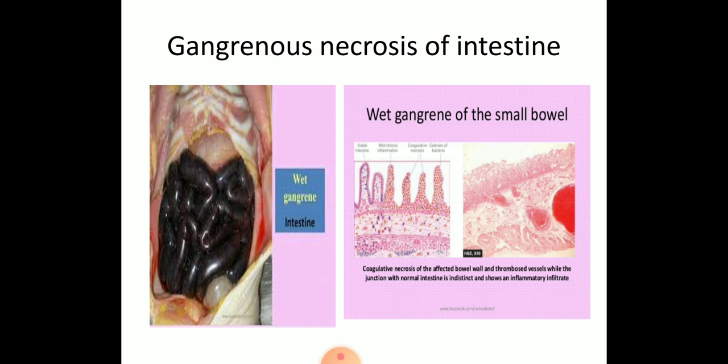Here the figure shows gangrenous necrosis of the intestine, in which the intestine becomes blackish in color and has a thinned out wall. On the right side of the figure you can see coagulative necrosis of the affected bowel wall and thrombosed vessels, while the junction with normal intestine is indistinct and shows inflammatory infiltrate. You can easily see that there are congestion and thrombosis in the necrosed part, while the normal intestine you can easily appreciate.